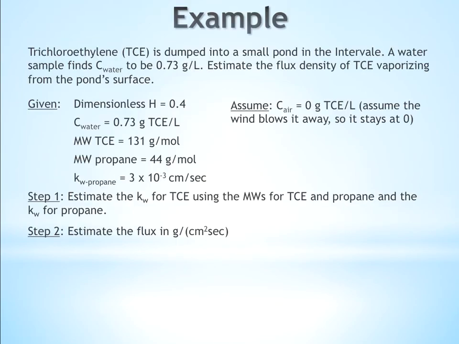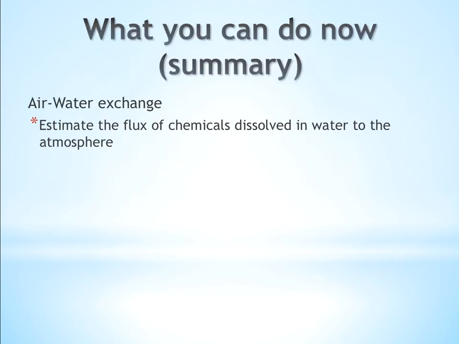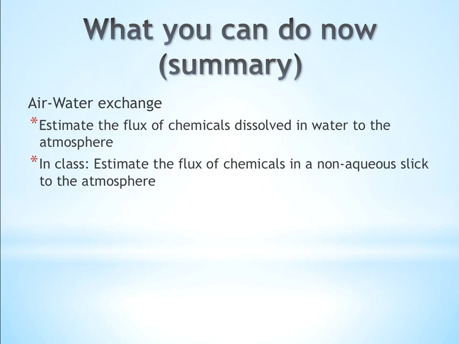Okay, so here's an example that I'm going to go over in a separate short video, just to let you know that that is coming. So what you can do now after watching this video and the example is estimate the flux of chemicals dissolved in water to the atmosphere. And in class, we'll talk about estimating the flux of chemicals to the atmosphere in non-aqueous slicks. So this would be like an oil slick or some very non-polar substance. And that's it for now. Thanks for watching.